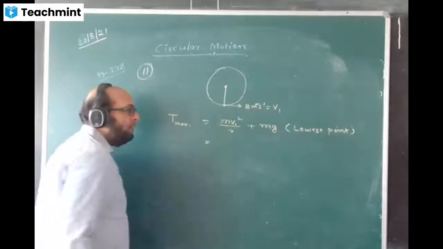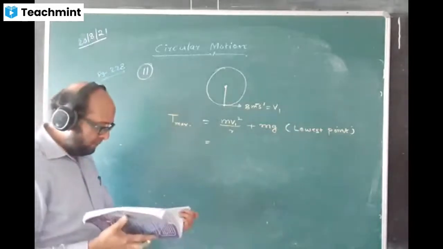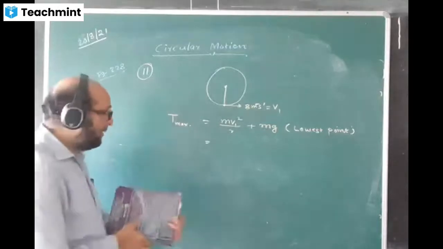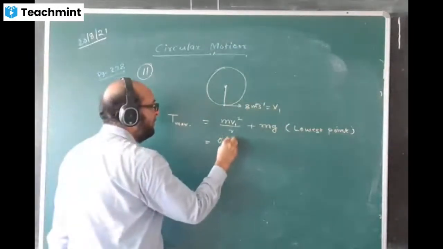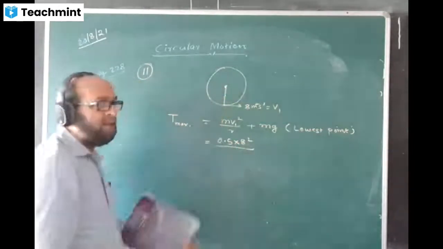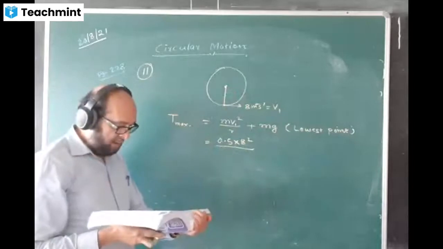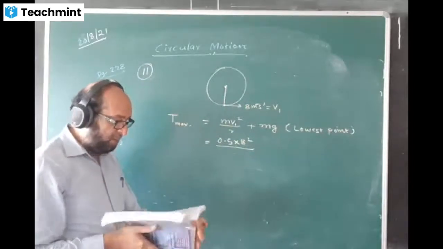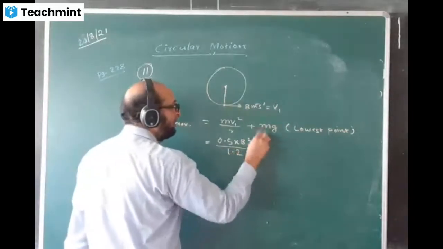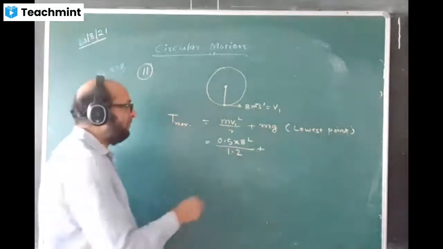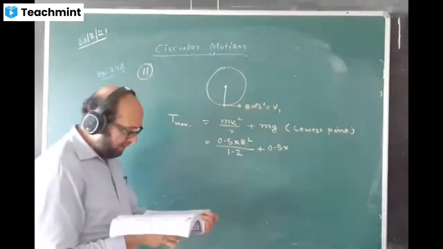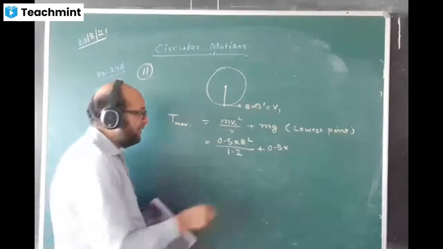I'll put the values now. What is the mass given in the question? 0.5 kg. I'll put 0.5. V1 value is 8, so that's 8 squared divided by the radius. The radius is the same as the length of the string. What is the length of the string given? 1.2 meter. So the radius of the circle is 1.2, right? Plus mass is 0.5, and the value of g, we'll check how much is given. Otherwise we'll take 10. I'll take 10.